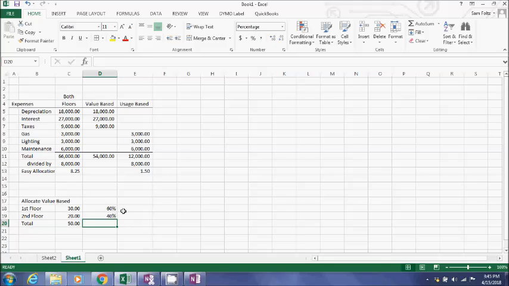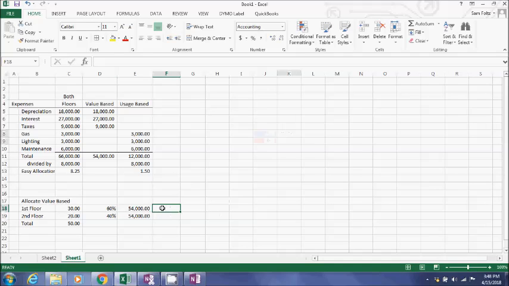So now what is it that we're trying to figure out 60 and 40% of? Well, it's going to be the 54,000. So if I'm going to take 60% of the 54,000, let's go ahead and run that math out. And then we'll do the same on the next floor. Okay, so here are our value-based allocations per floor.